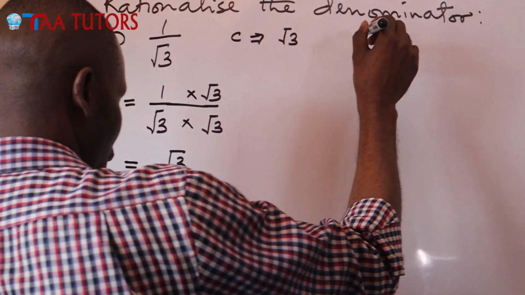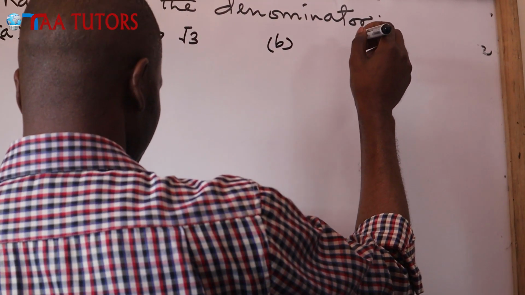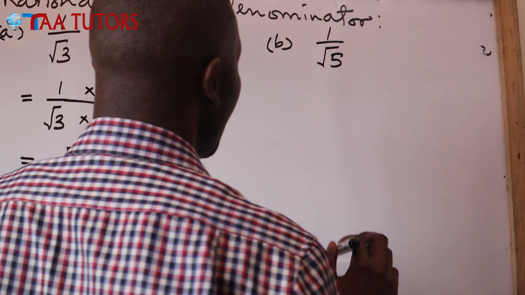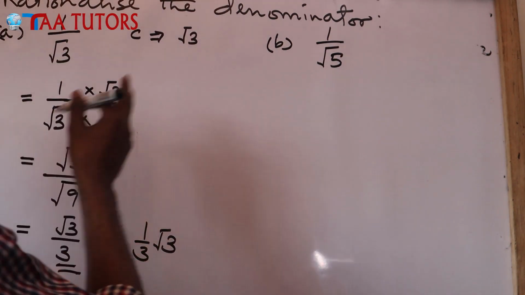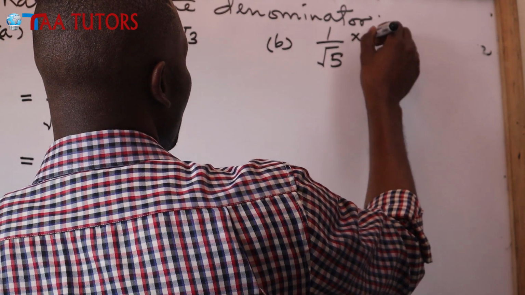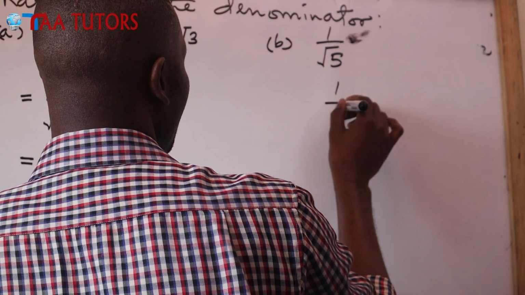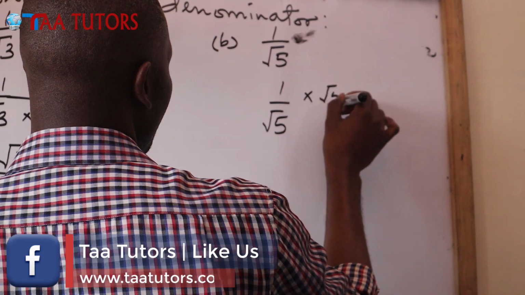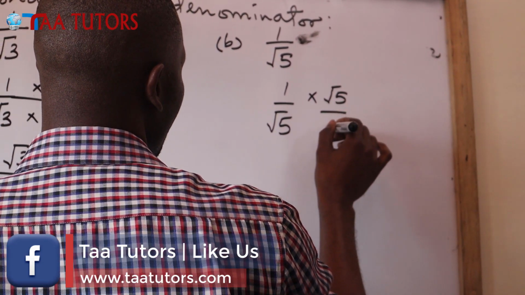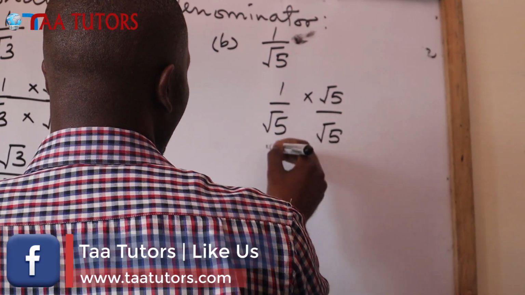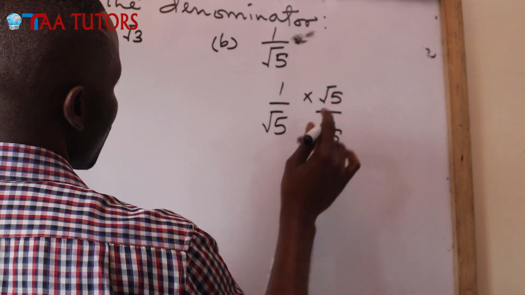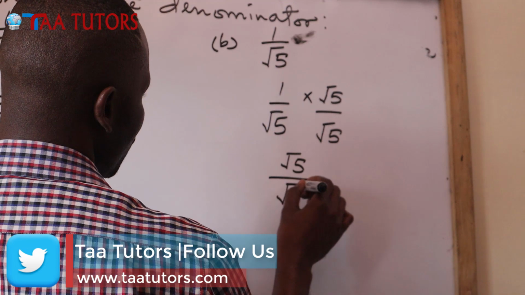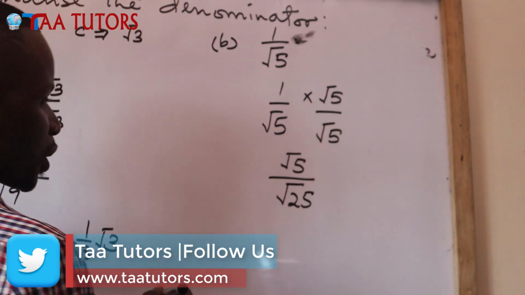B, if you talk about 1 divided by surd 5, it's almost the same as this. The conjugate is surd 5, so we multiply the numerator by surd 5 and the denominator also by surd 5. If you multiply that, 1 times surd 5 is surd 5 divided by surd 25, and surd 25 is 5.